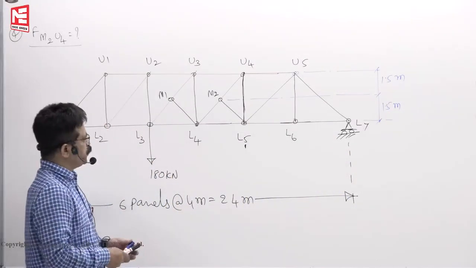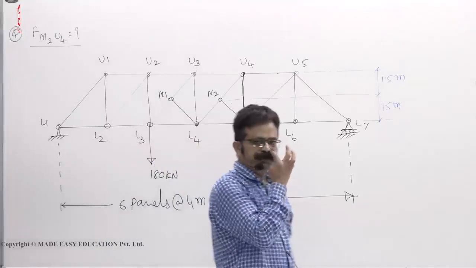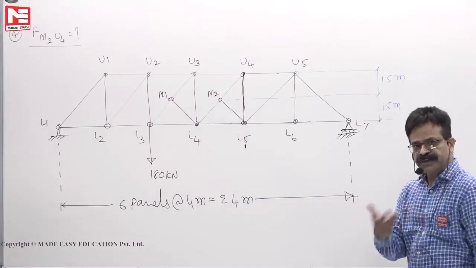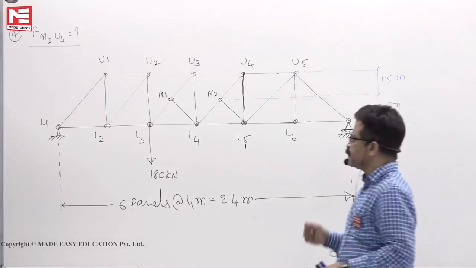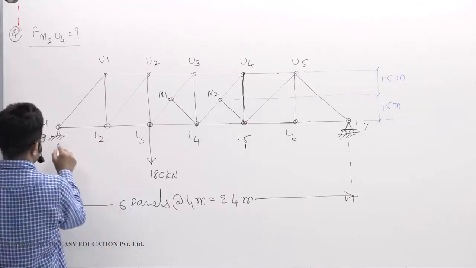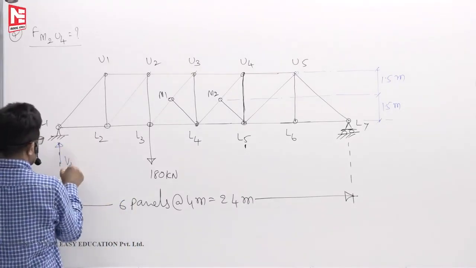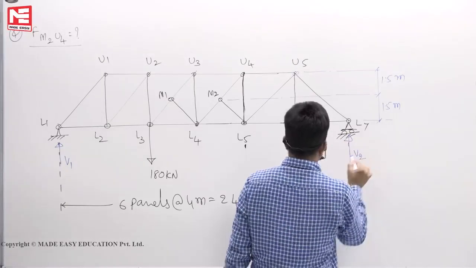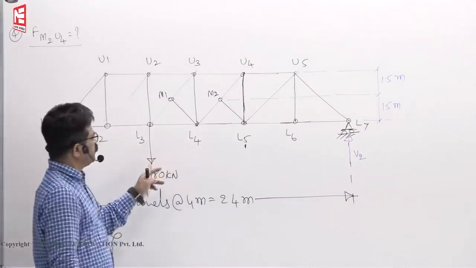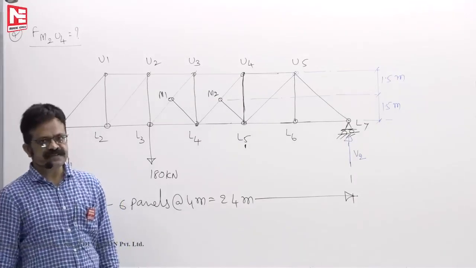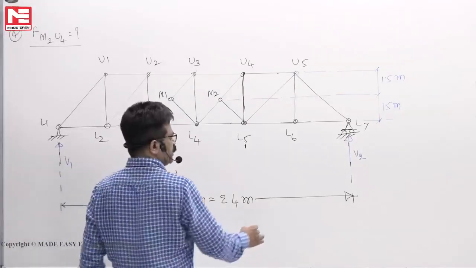Now this is the point. It is one of the GATE papers, asked as a 2 marks question. We have 1 minute time. What you are expected to do in the exam is this: first, as the first step, find the support reactions. Let us say V1, V2. In this case, the loading is not symmetrical, so we have to find the support reactions. Eccentric loading is there.